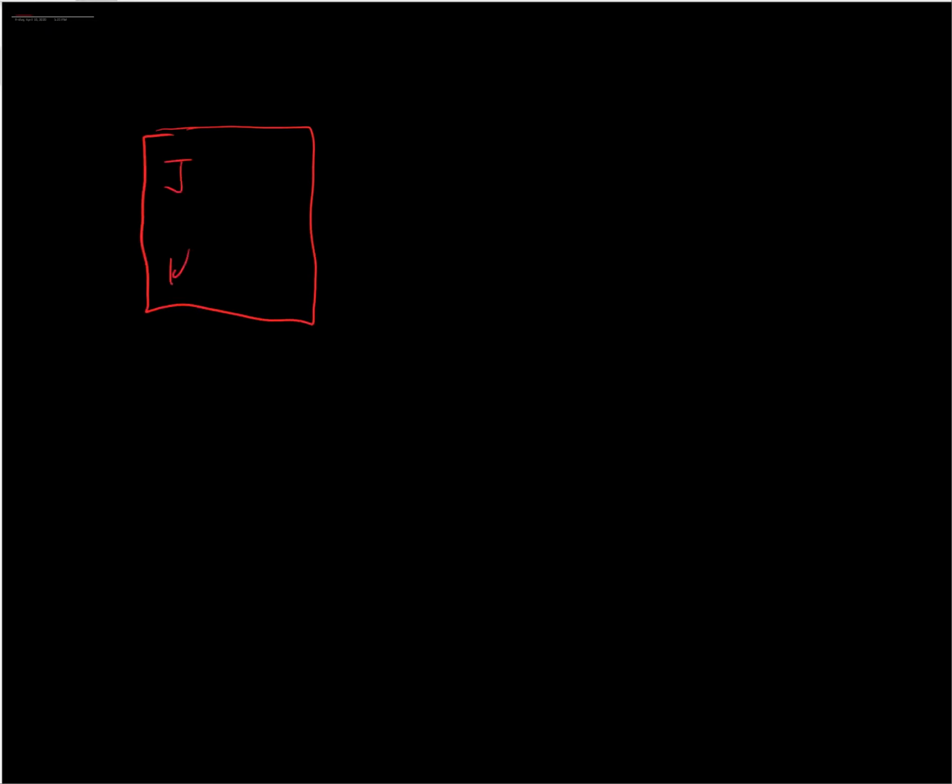So remember, JK flip-flops have a J and K input. They have Q and Q bar as outputs. They also have a clock input, and we're using a negative edge triggered flip-flop. And this is our clock input. We put the bar on it because it's negative edge triggered.